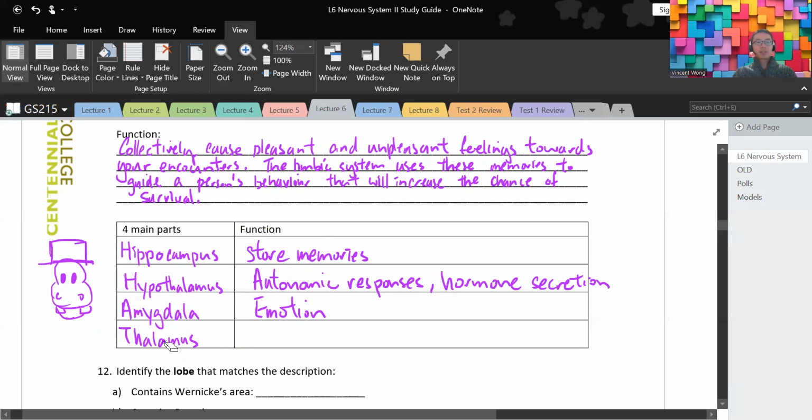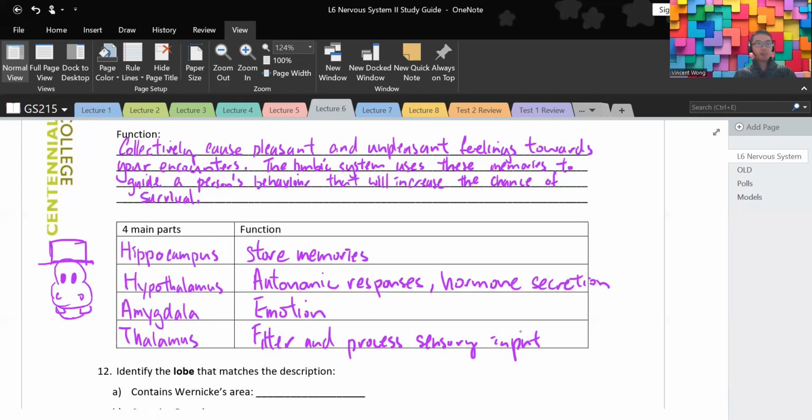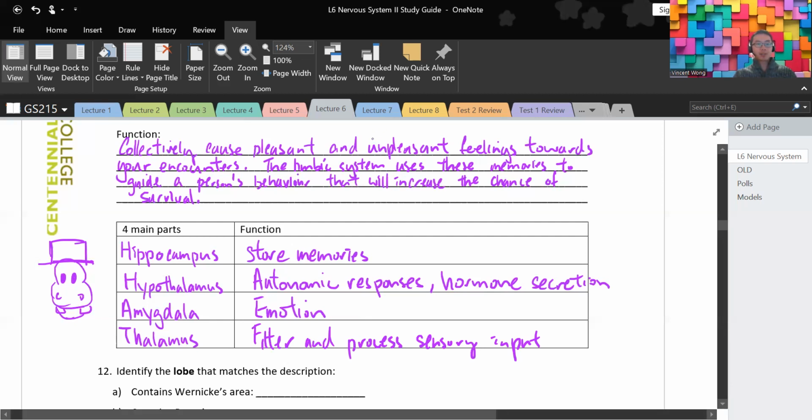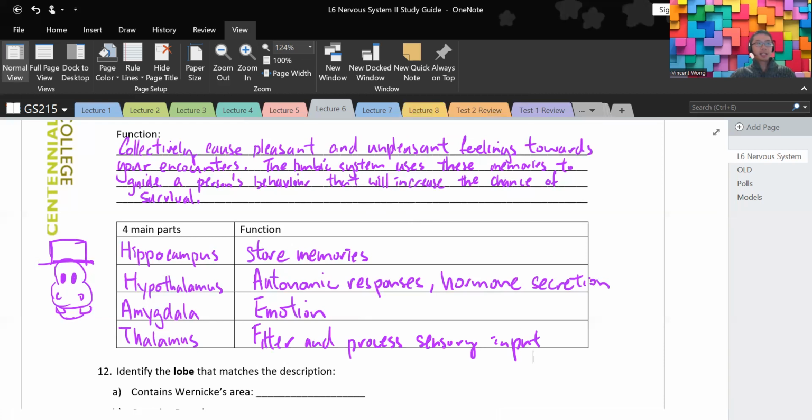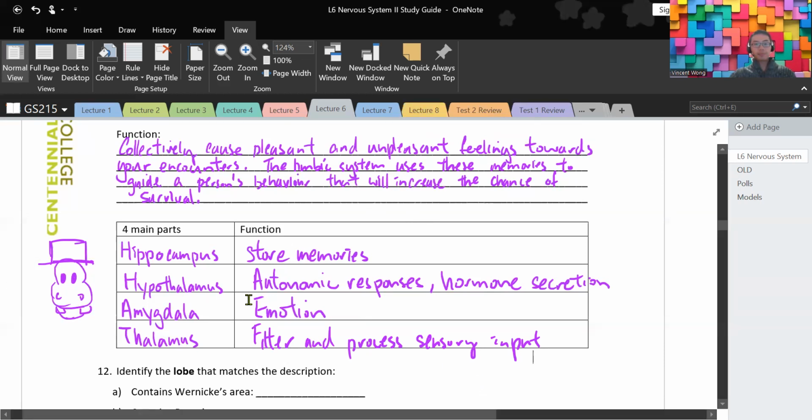Okay. So lastly, the thalamus, that's the one that will filter and process sensory input. All these visual input, sound input, the thalamus might filter out information that is mundane, information that is irrelevant, and it will not get past. Okay, so there you have it, the 4 parts of the limbic system.